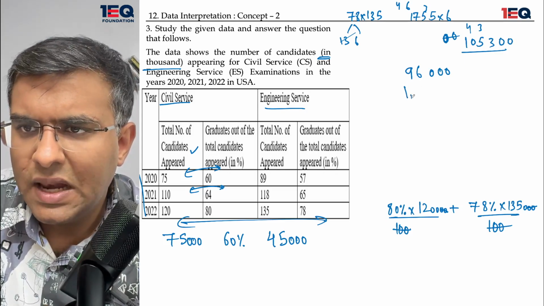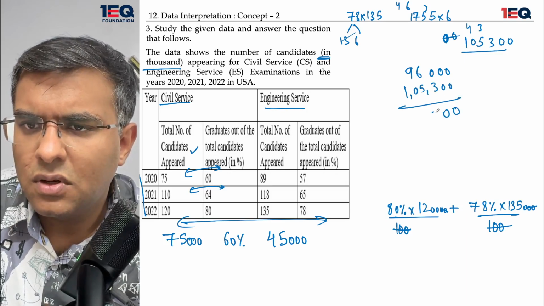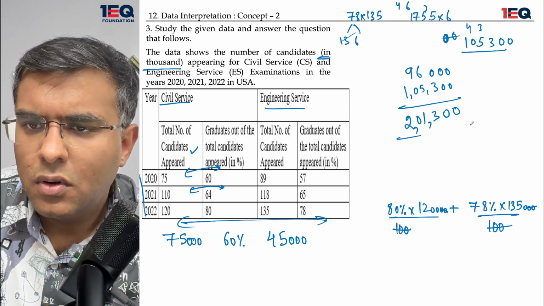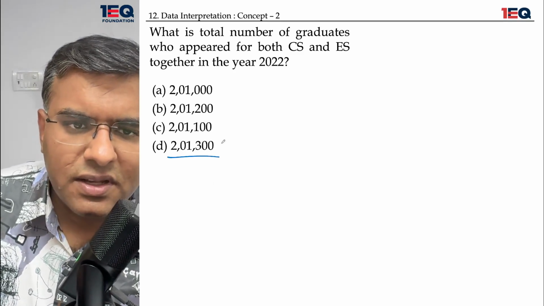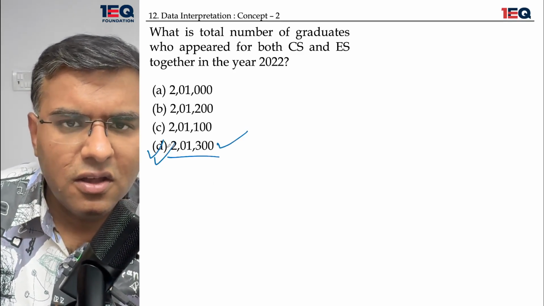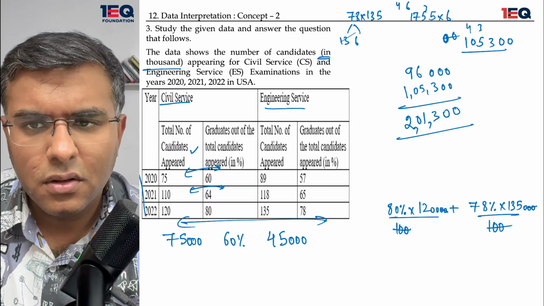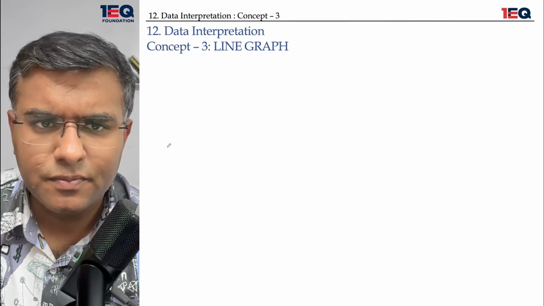This makes it 1,05,300. So this total comes out to be 2013 and 100 in the end. So 2013 and 100 in the end is my final answer. Got it? So simple maths, not much to think about.